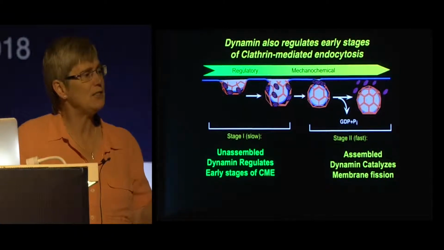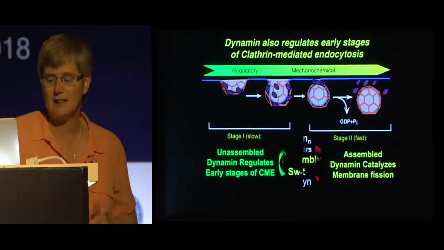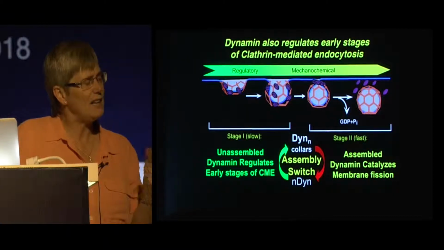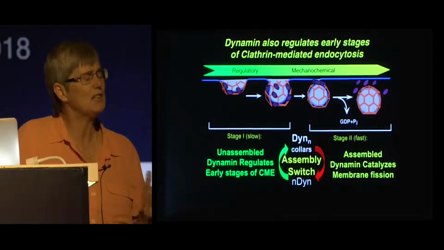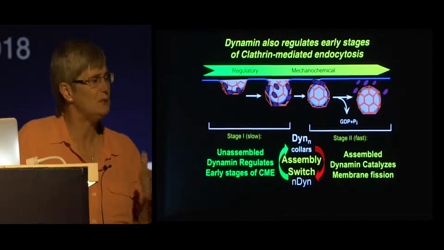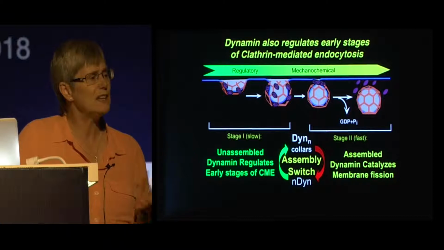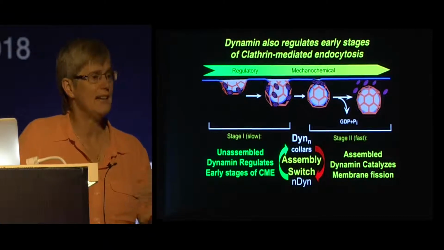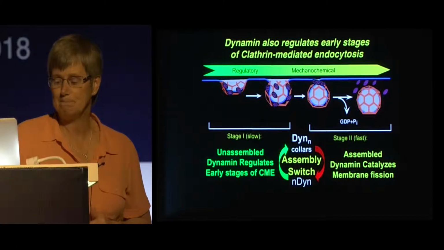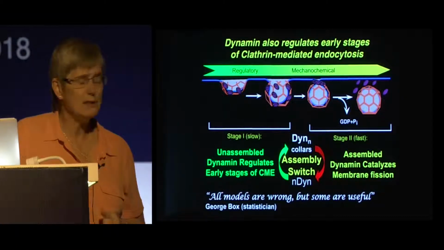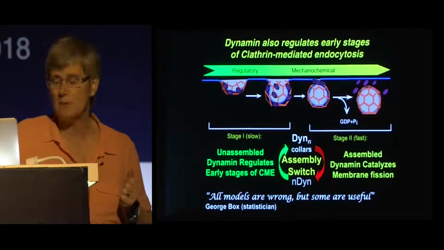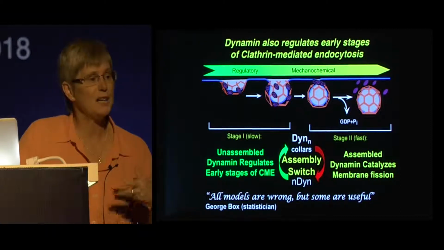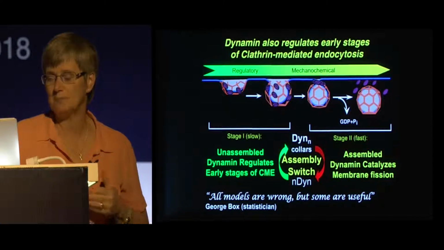We believe the transition from these early to late stages of dynamin function is mediated by an assembly switch. Although dynamin is a GTPase, it is not controlled like other GTPases by a nucleotide binding switch, but we think instead by this assembly switch, and that factors work to control dynamin assembly and disassembly. So this is a great model. Another favorite quote of mine, all models are wrong, but some are useful. And we have been trying to test aspects of this model.